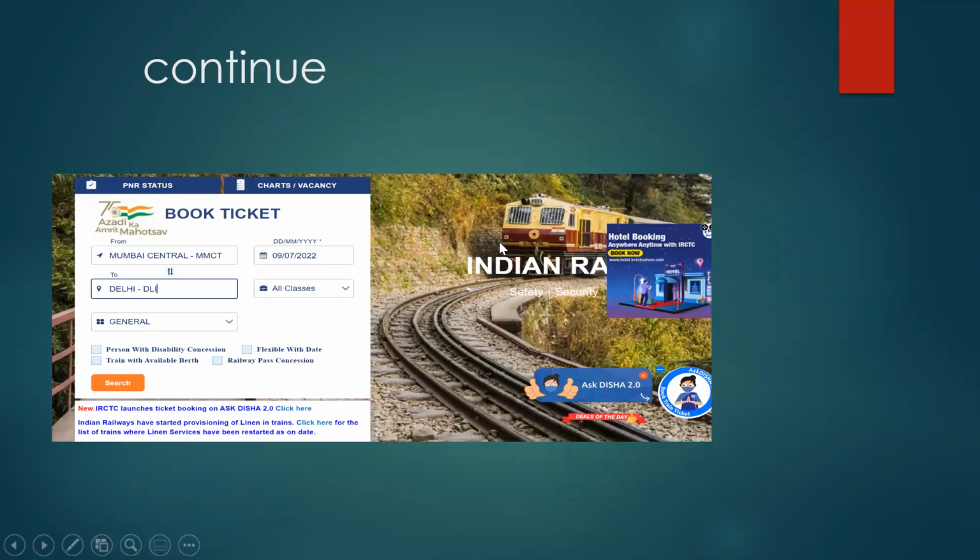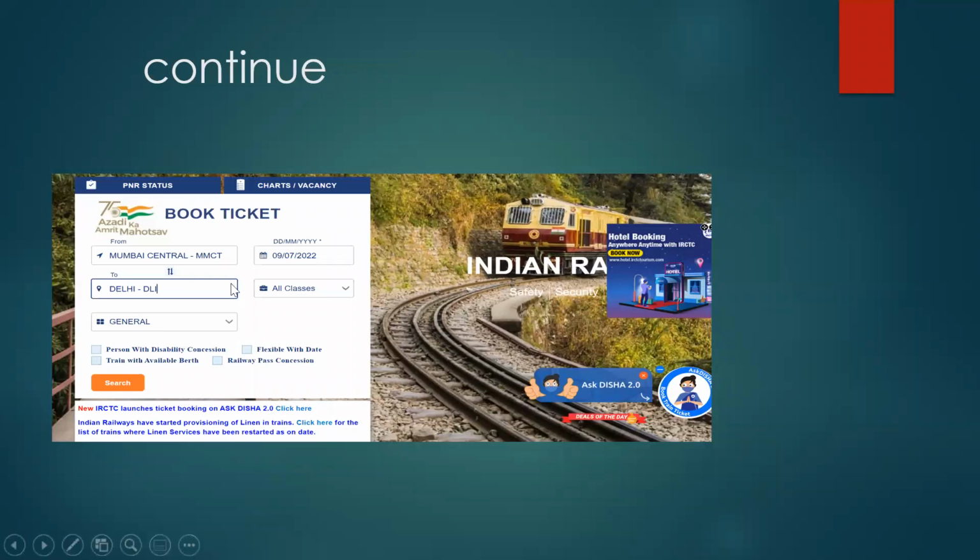This is the home page. Whenever you go to the home page, the picture of this train and the trees and all will come, and the PNR status, charts, vacancies, all things will come by default. You only need to provide the from station, the to station and the date. All other things will come by default on the home page.